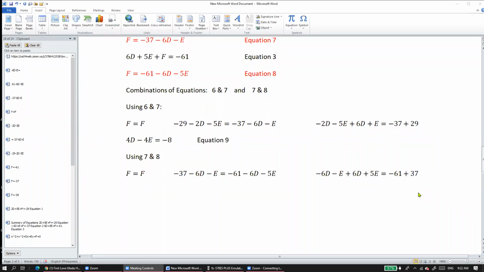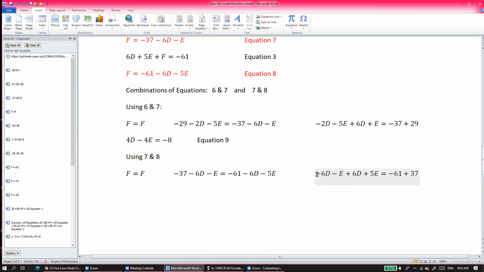Okay, para sa continuation ng ating discussion, using 7 and 8 equation. So, nahanap natin ang equation na yan na negative 6d minus a plus 6d plus 5b is equal to negative 61 plus 37. So, we have to simplify it. Kung papasinin natin negative 6d and positive 6d, pwede nang cancelayin yan. Negative a plus 5b is equal to 4e. So, let us now type 4e.